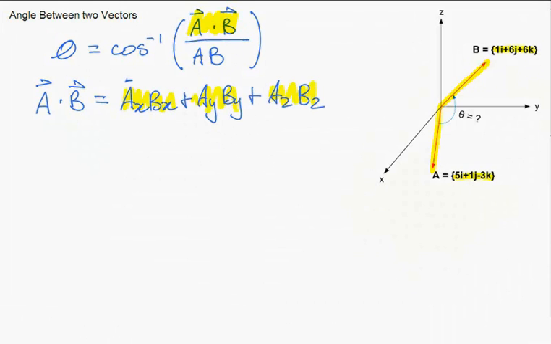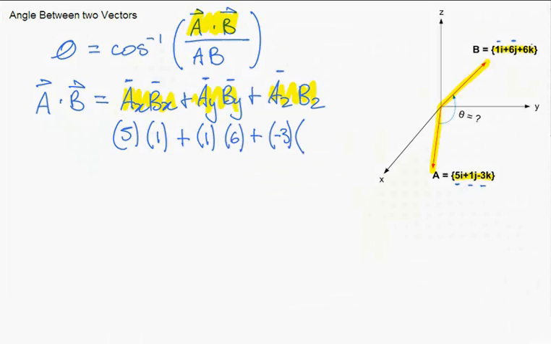This AX variable comes from the X component of A vector, which is 5. The BX variable here comes from the X component of the B vector, which is 1. The AY comes from the Y component of the A vector, which is 1. And the BY comes from the Y component of the B vector, which is 6. The AZ comes from the Z component of the A vector, which is minus 3. And the BZ comes from the Z component of the B vector, which is 6.